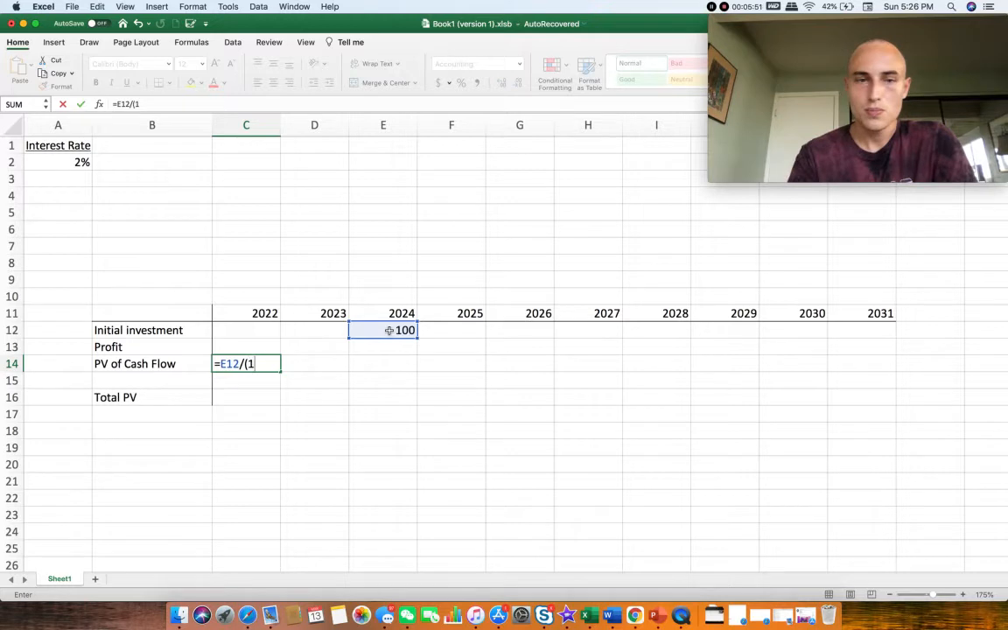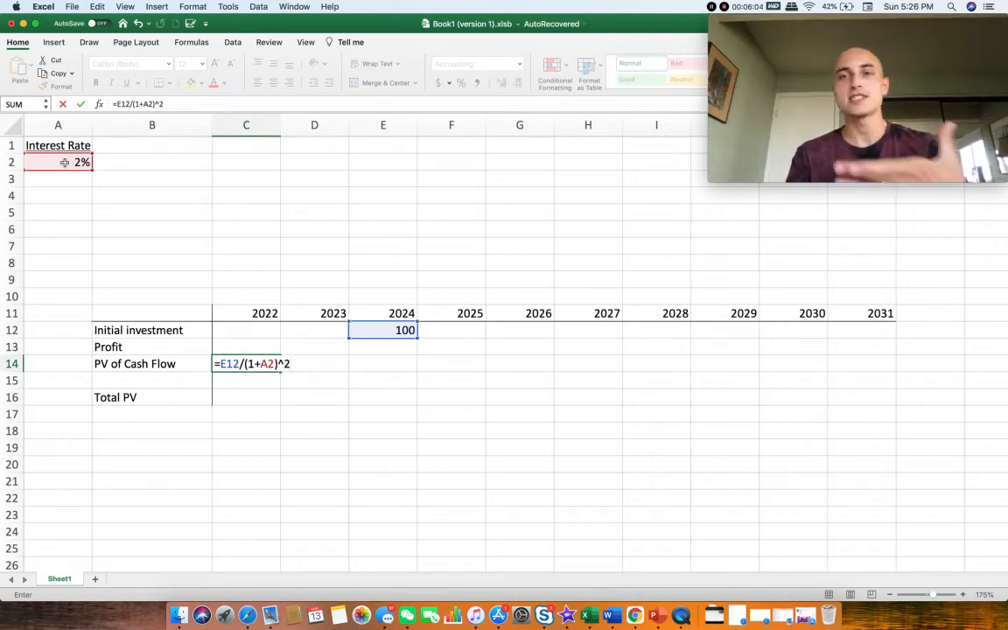1 plus our interest rate of 2% raised to the second. And the reason we raise it to the second is now we're discounting by 2 years. So instead of discounting by 1.02, now we're discounting by 1.02 times 1.02, or 1.02 raised to the second power, right? And as you could probably guess, it's going to be a smaller number, right? Because we have to wait longer to receive that money in the future, and therefore it's less valuable today.